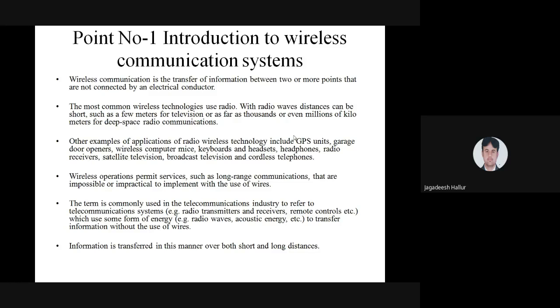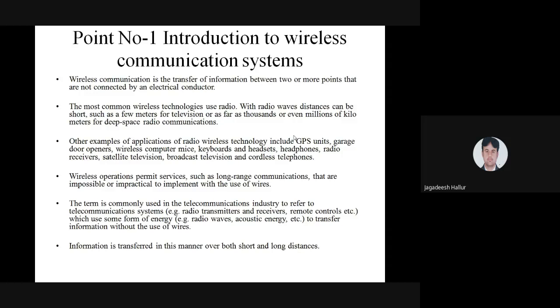Wireless communication is a transfer of information between two or multiple points that are not connected by electrical conductors. We already studied this definition. We are not connecting any conductor. That is wireless.